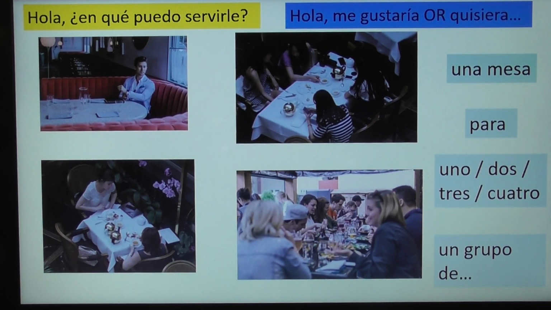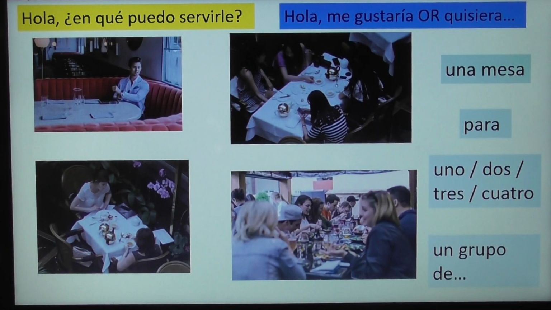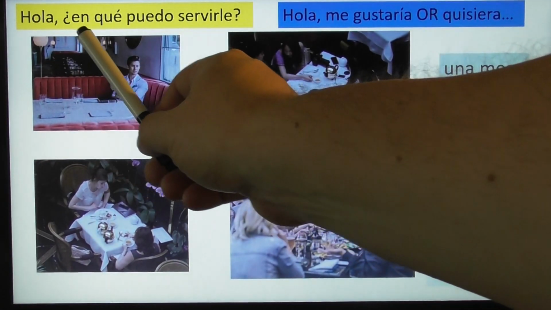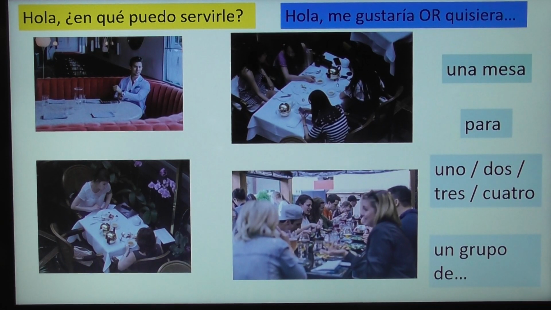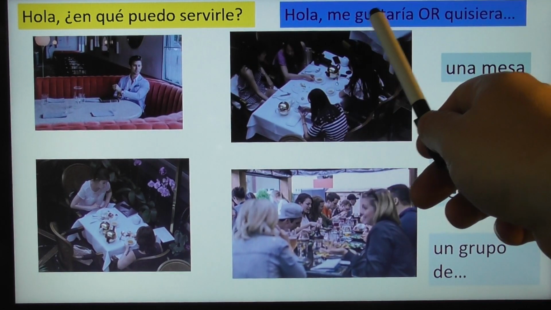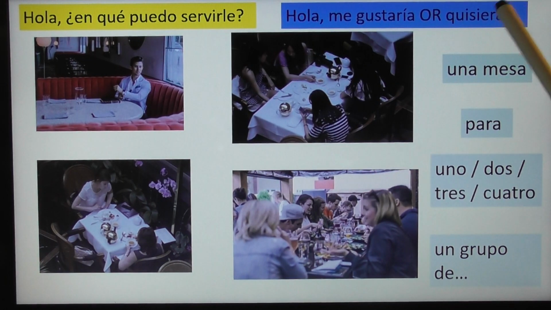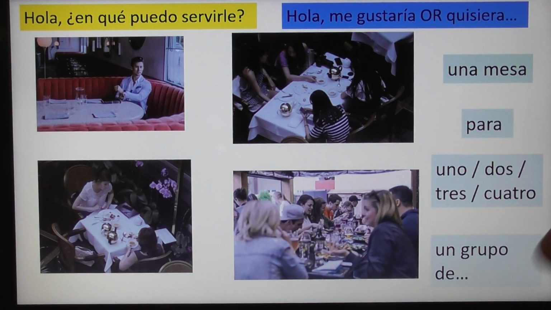Okay, using this page to help, could you remind yourselves how to say, hello, how can I help you? And then the answer is going to be, hello, I would like a table for 1. Have I got that for me? Y vamos. How can I help you? Hola, ¿en qué puedo servirle? And hello, I would like a table for 1. Hola, me gustaría, o hola, quisiera una mesa para 1.